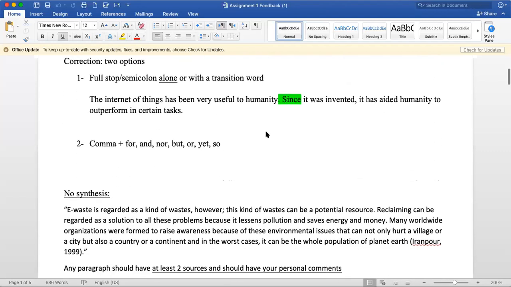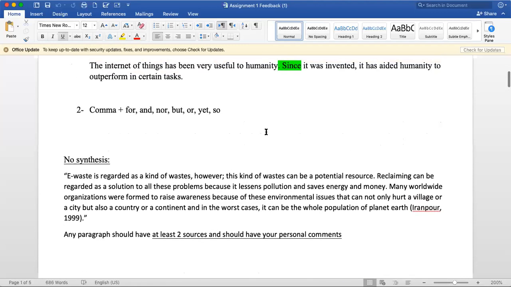Okay? Next, the second problem that was very, very common is that people did not have synthesis. You used the sources and wrote good paragraphs, but in these paragraphs I did not find any synthesis. Let's read this example from one of the essays submitted on the literature review assignment. It says, "E-waste is regarded as a kind of waste. However, this kind of waste can be a potential resource. Reclaiming can be regarded as a solution to all these problems because it lessens pollution and saves energy and money," and so on. And at the end, I find the citation of only one source.